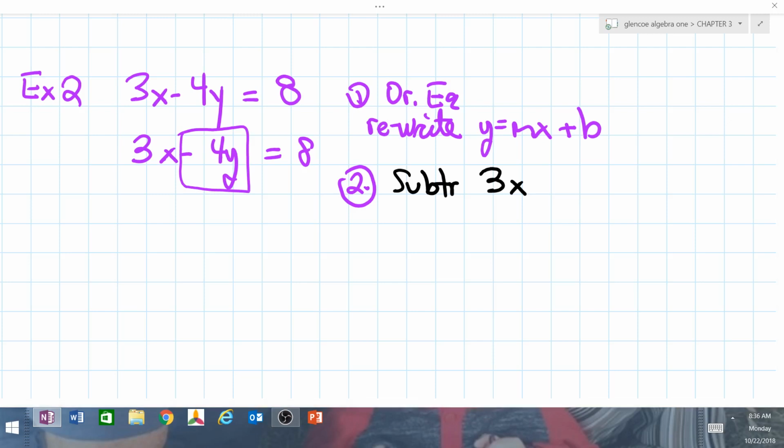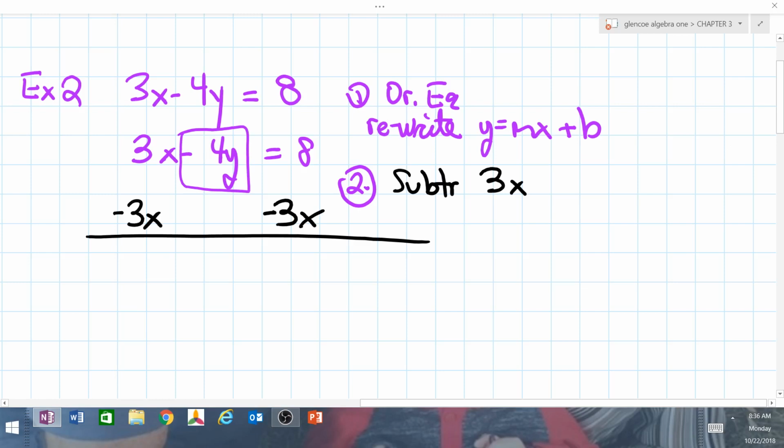But Miss Urso, there's 2 variables. Okay, well, who are we solving for? We're solving for y. So then anything that doesn't have a y attached to it has to go to the other side. So we subtract 3x from each side, and now we have -4y equals -3x plus 8.